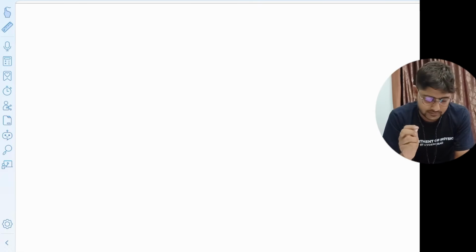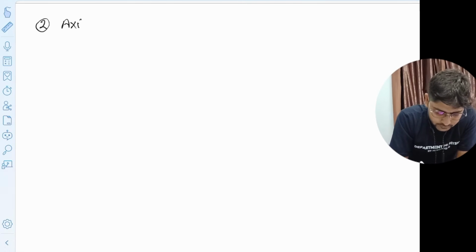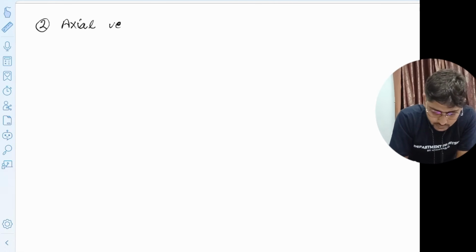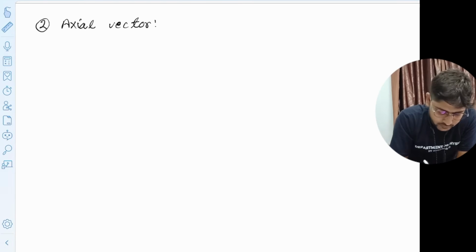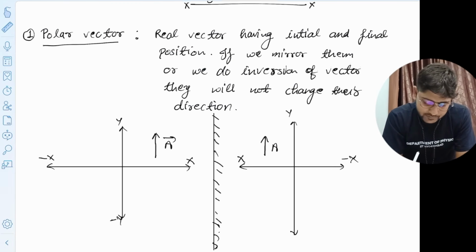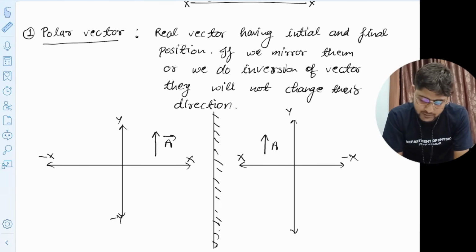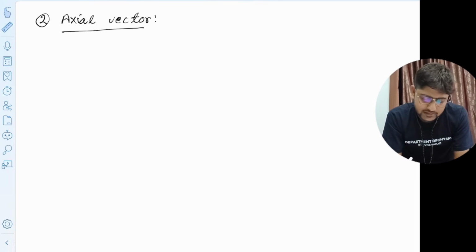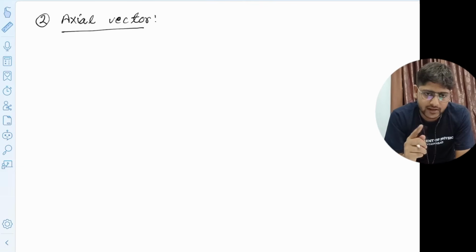Now we will see axial vector. In the axial vector, when we mirror, the direction will change. We will see how. So the second thing is axial vector. What we have written in the polar vector: real vectors having initial and final position. If we mirror them, or we do inversion of the vector, they will not change their direction. So in this, these are called pseudo vectors. Okay, pseudo vector, and if we mirror them, the direction will change.